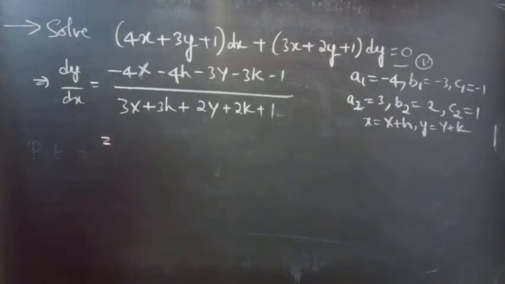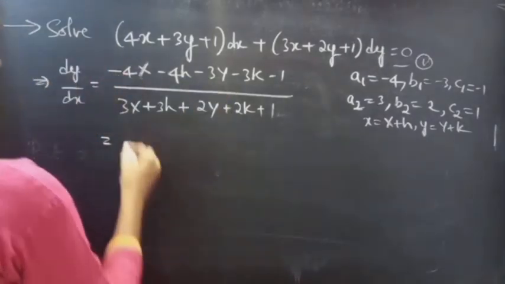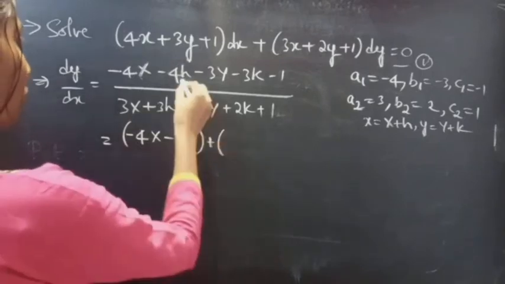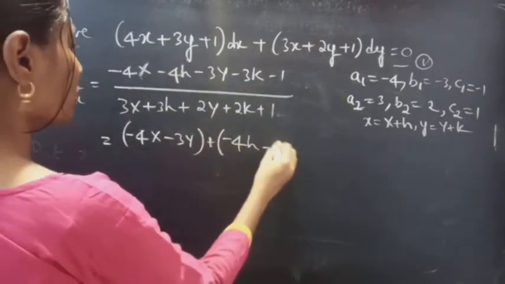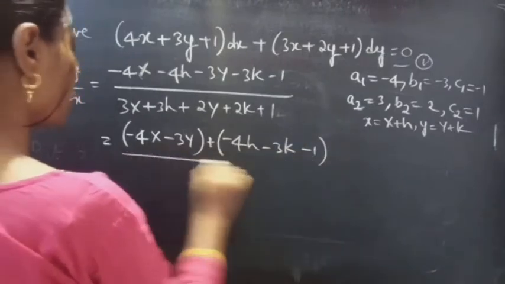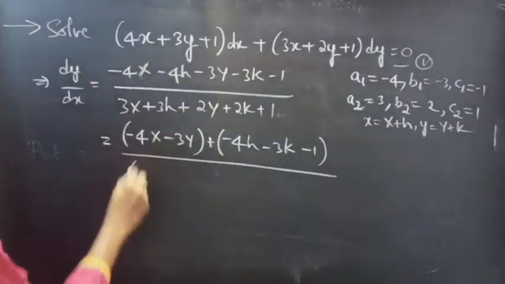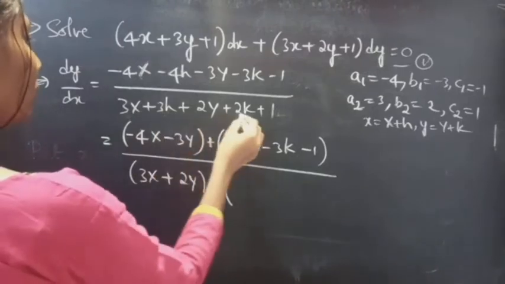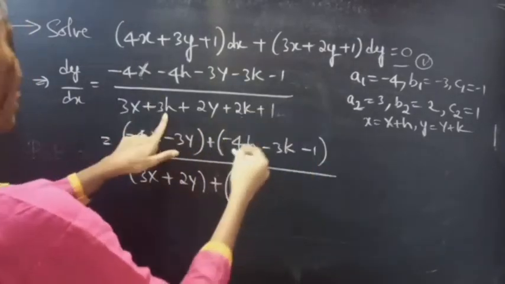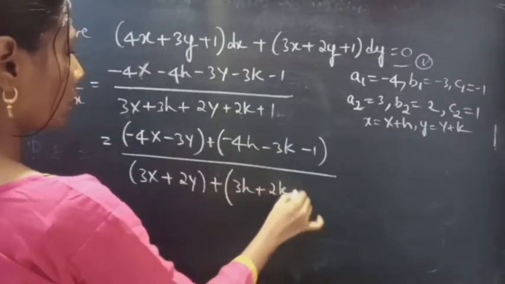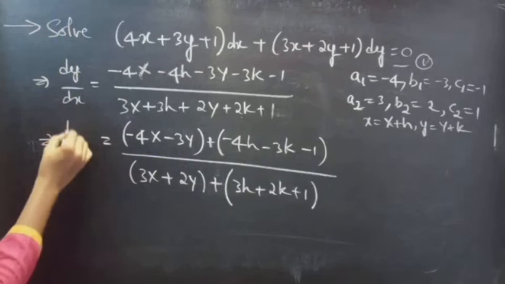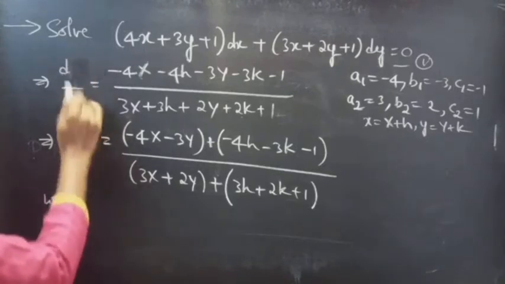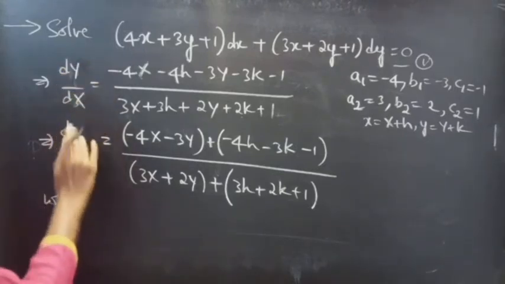Again, you can write this as, firstly you write the x term and y term: minus 4x minus 3y, plus all the remaining 3 terms, minus 4h minus 3k minus 1, by, again write the x term and y term, 3x plus 2y, plus all the remaining 3 terms, 3h plus 2k plus 1, which is in terms of capital Y and capital X. We have replaced it, right?